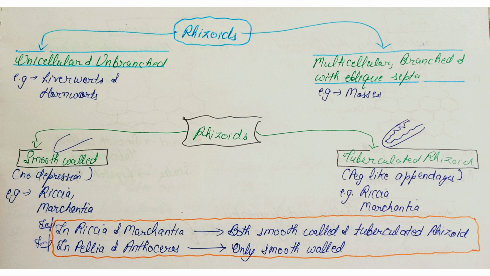Rhizoids are further divided into smooth-walled rhizoids and tuberculated rhizoid. As the name suggests, smooth-walled rhizoid में किसी भी तरह का कोई depression present नहीं रहेगा. But the tuberculated rhizoid is folded into the peg-like manner and forms the appendages. Riccia and Marchantia possess both smooth-walled as well as tuberculated rhizoid. But in Pellia and Anthoceros, only smooth-walled rhizoids are present.